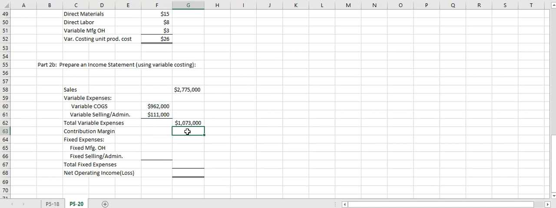So our total variable expenses are just the total of those two types of variable expenses. And then we can calculate our contribution margin by taking our sales less those variable expenses. So we have a contribution margin of $1,702,000.